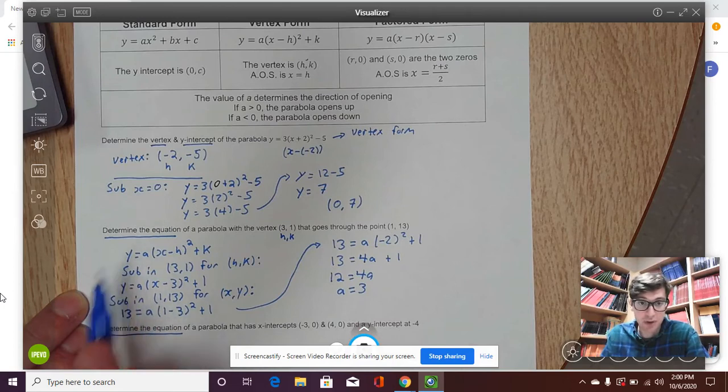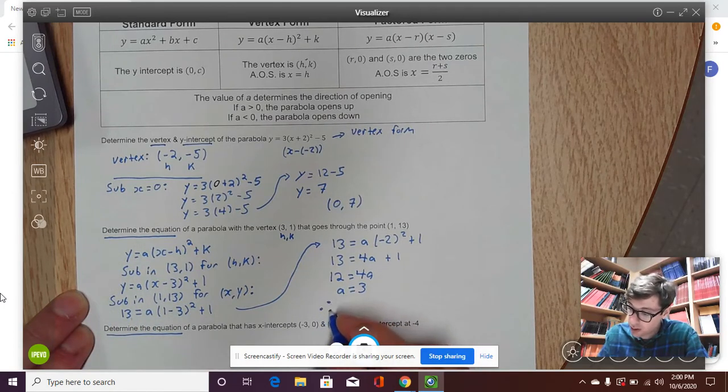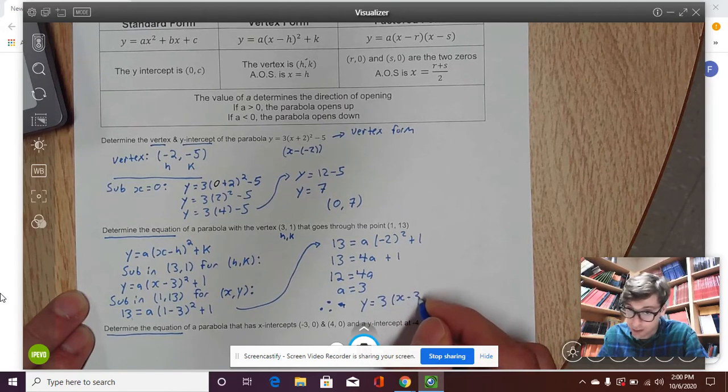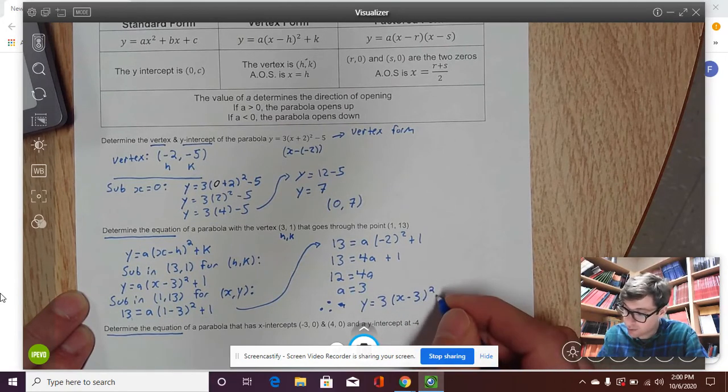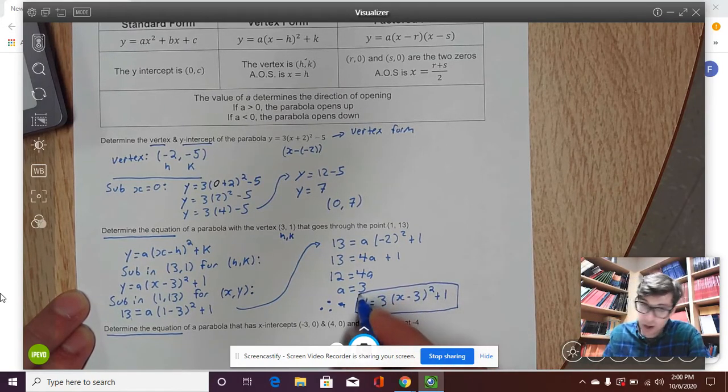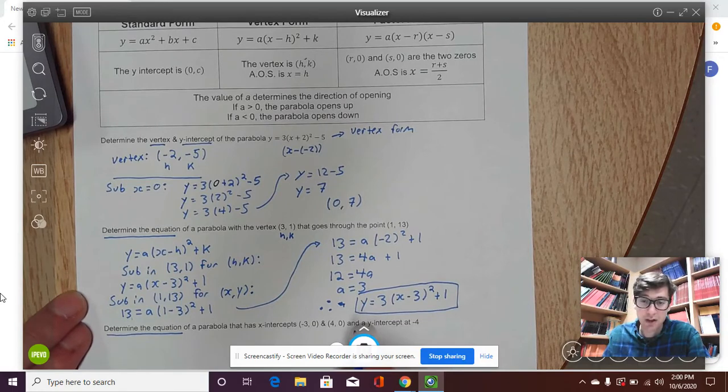Our last step, the question told us to determine the equation. So what that means is I'm going to rewrite my original equation, but now I have values for my parameters. I have values for a, h, and k. So there's my final answer. Any equation we work with in math that we can graph is always relating x to y, or inputs to outputs. So the only variables I want to see in my final answer are my x's and my y's.